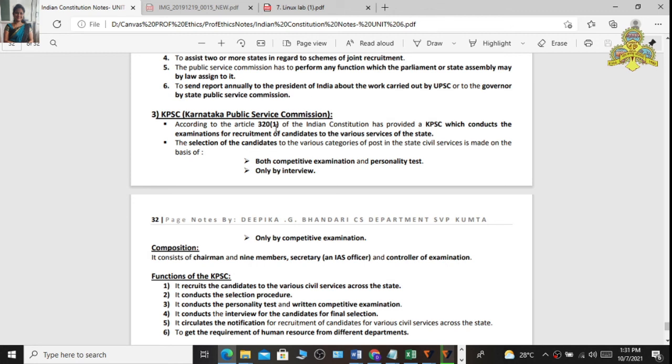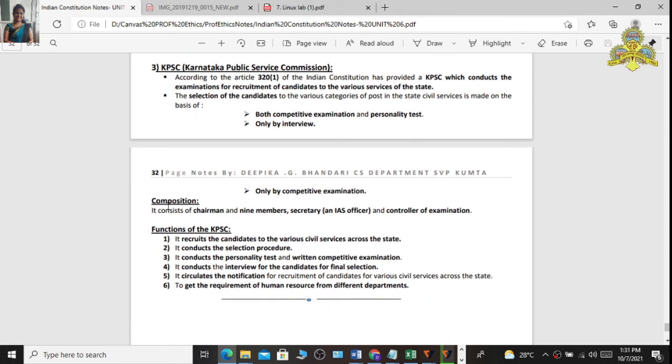Its function is to recruit the candidates for various services of the state. The selection of the candidates can be made on the basis of both competitive examination as well as personality test, that is by interview and competitive exam. Second one is only by the interview. Third one is only by competitive examination. Next we will see the composition.